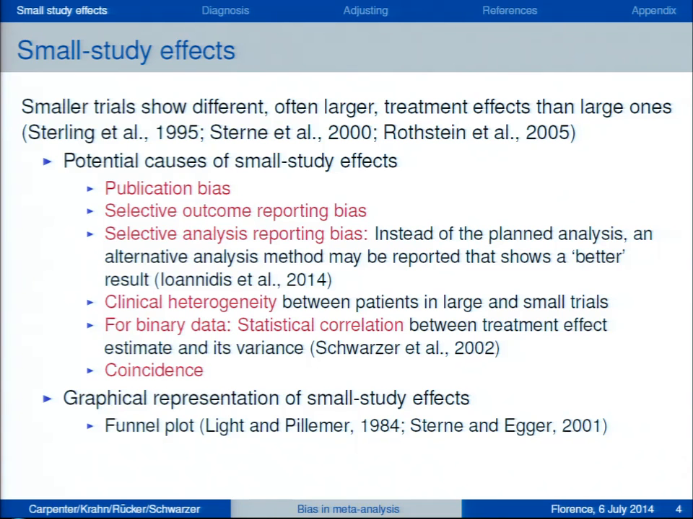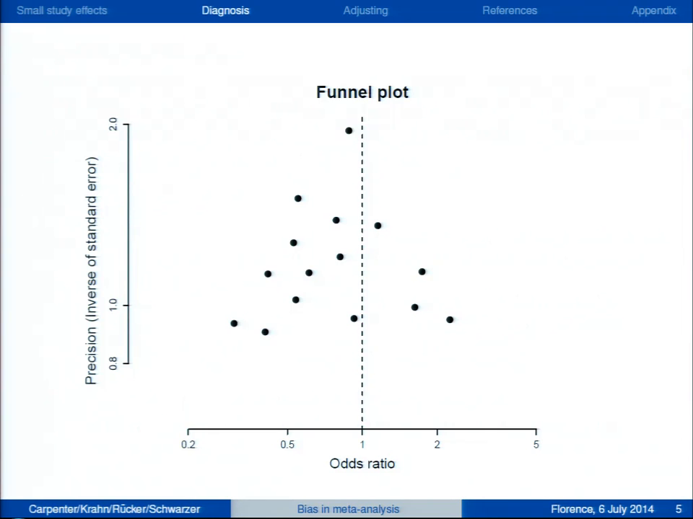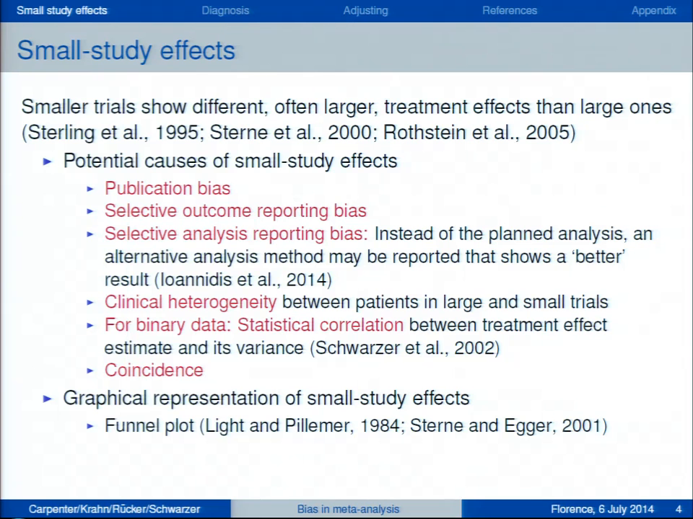Now we want to look at this, we want to do a visualization of this, and the funnel plot is the graphical representation of the small study effects. So this is a funnel plot. We have the treatment effect here measured as an odds ratio on the x scale in the logarithmic scale, and some measure of precision on the vertical scale. And the measure of precision is taken here in this fictional example.